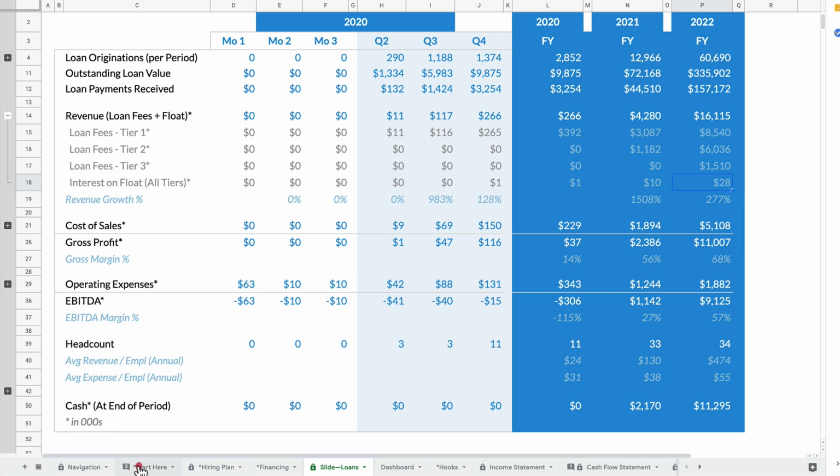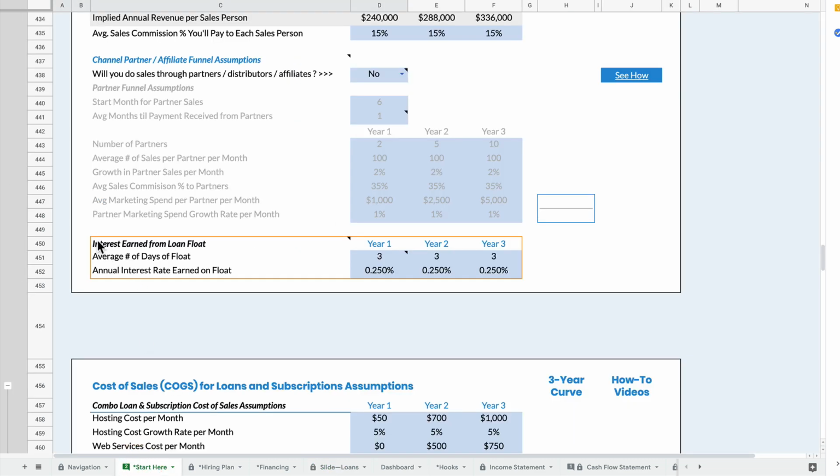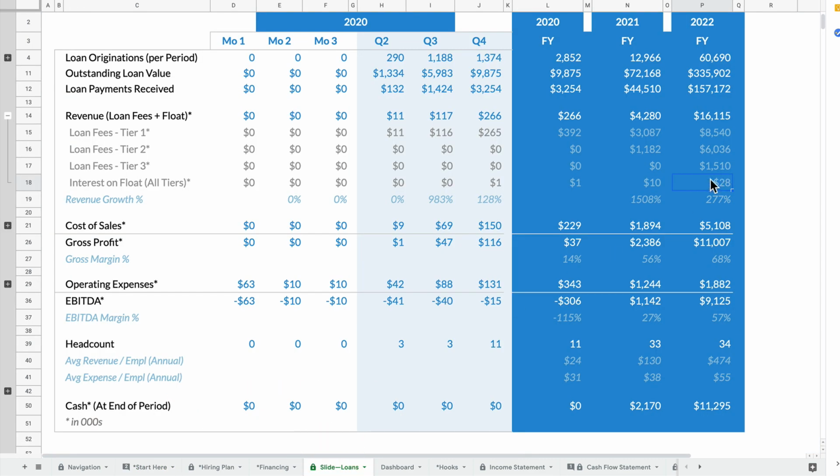The way we set that up is here. So interest earned from loan float. We modeled out a 3-day float with a 0.25% interest rate, just because interest rates are super low right now. Obviously, you could make the days longer, you could make the interest rate bigger, but it didn't even turn into enough money that it's worth spending too much time on that.